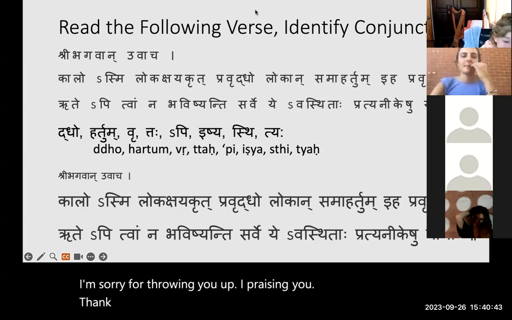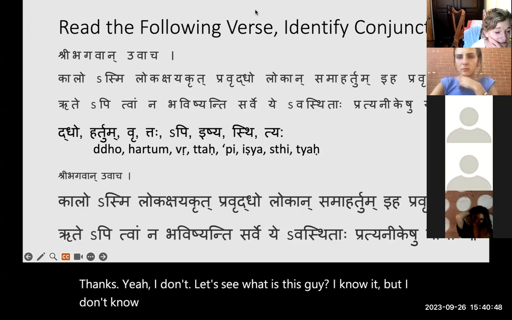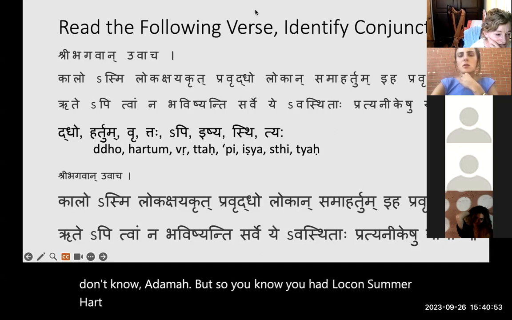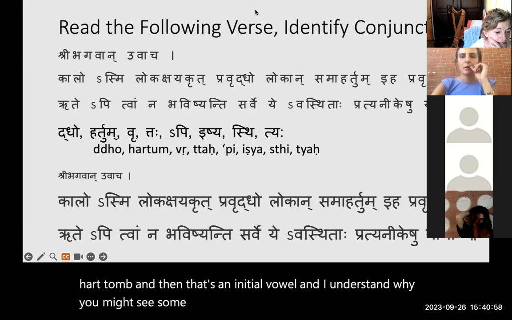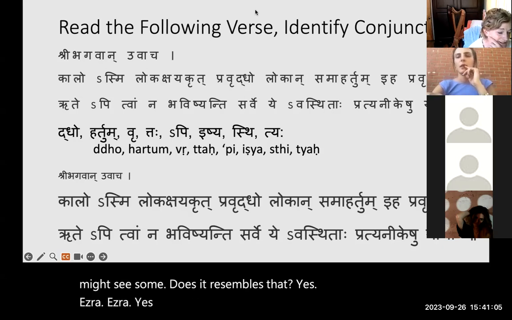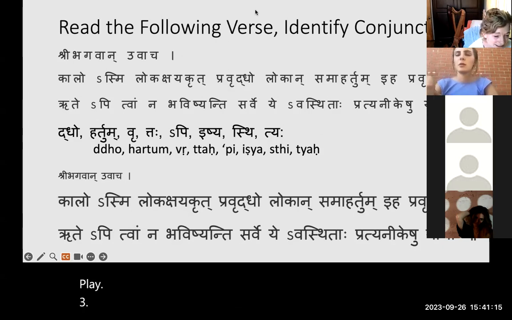What is this one? I know it, but I don't know. You had lokan, samahartum, and then that's an initial vowel. I understand why you might see a da, it resembles that. It is an I then? Yes. Iha? Iha. Yes. Perfect, you got it. Iha. That's a pa and a pra, vri, pravritaha.